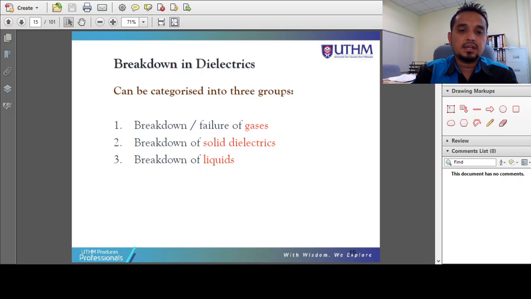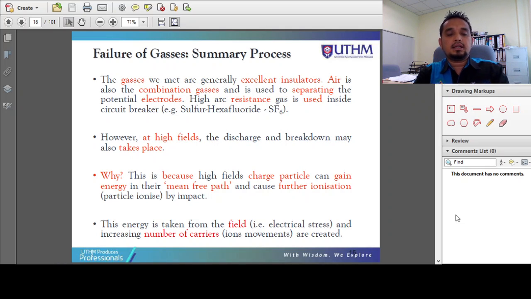Okay, now we will discuss in detail the problem with the dielectric material, the so-called breakdown in dielectric, or in other words, what we can also classify as the failure in the dielectric material. As we can see here, the breakdown or the failure can be categorized into three, which are gases, solid and liquid, depending on the state.